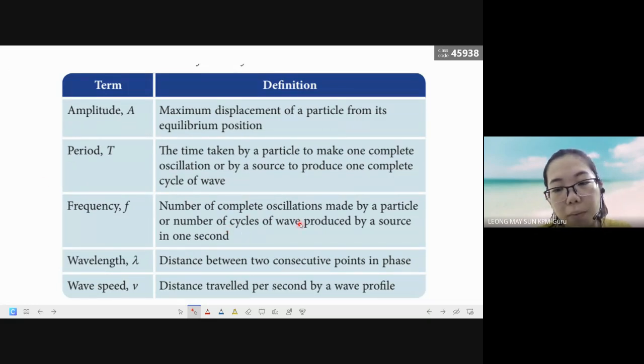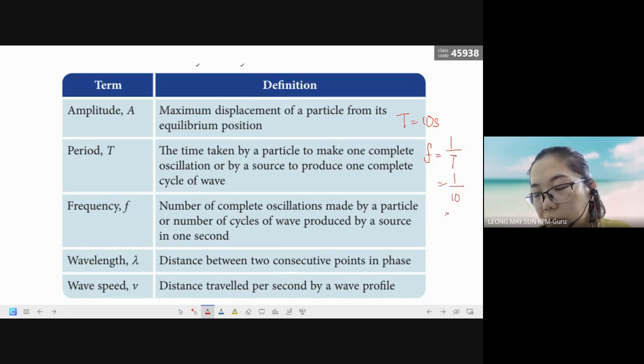Frequency is the number of complete oscillations made by a particle, or the number of cycles of wave produced by a source, in 1 second. Just now, in that simulation, the period was 10 seconds. So how many complete oscillations did the simulation do in 1 second? To find out, frequency is 1 over period, so 1 over 10. So the simulation only did 0.1 oscillation in 1 second. That's what is meant by frequency. The frequency formula is f equals 1 over capital T.